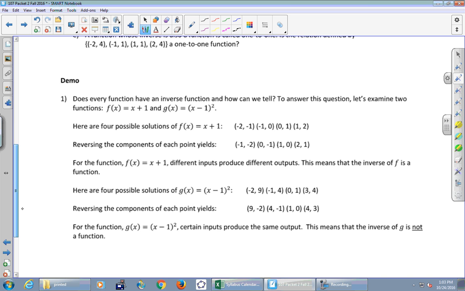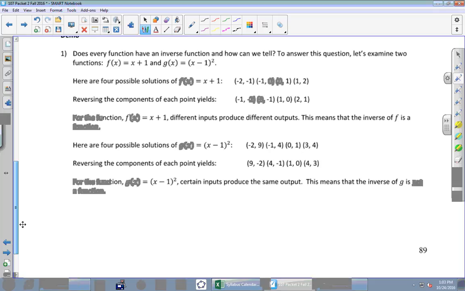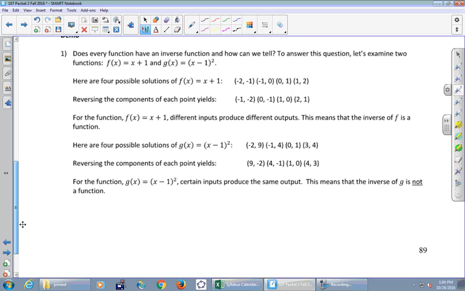Okay, so coming down here to the demo, number 1 says, does every function have an inverse function, and how can we tell? To answer this question, we're going to examine these 2 functions, f of x equals x plus 1, and g of x equals (x minus 1) squared. Second part here says, here are 4 possible solutions. I'm just going to say 4 points on the graph. Probably we know what we mean when we say solutions, but I like phrasing it that way instead. 4 points on the graph.